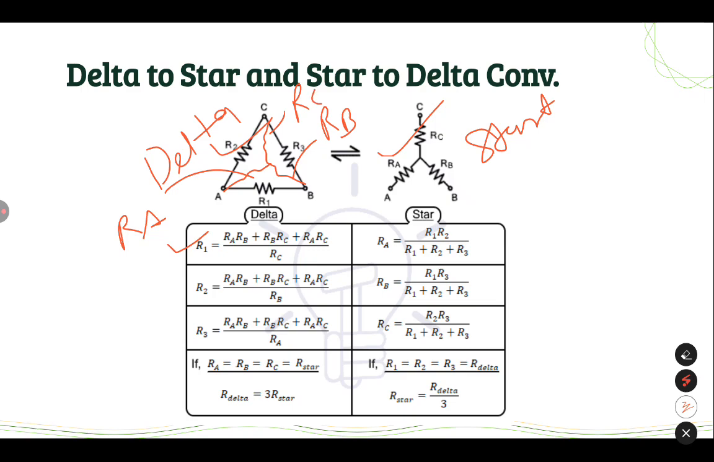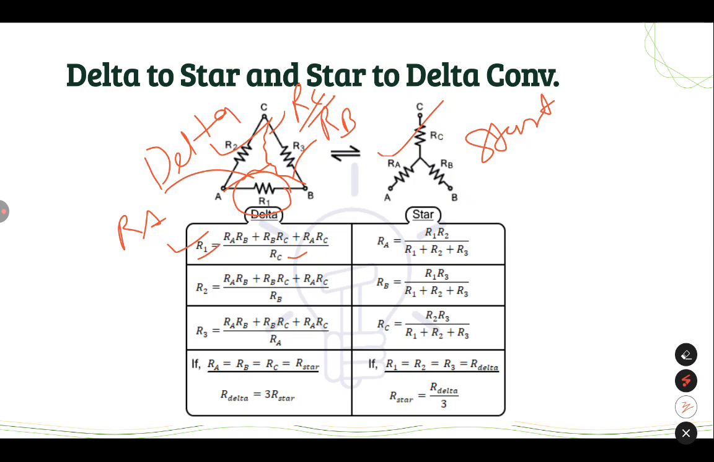Dear student, suppose we want to find out the value of R1. So R1 equals the upper portion. The numerator should be the same for all. You have to remember this: RA RB plus RB RC plus RC RA. The only problem is the value of the denominator. So for R1, the opposite resistor of star for R1 is RC. So the denominator will be RC for R1.